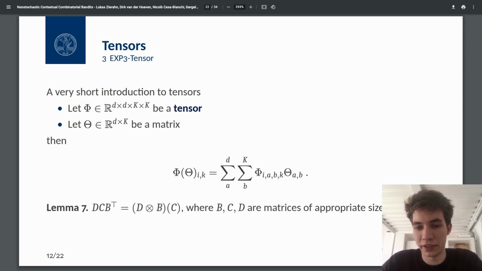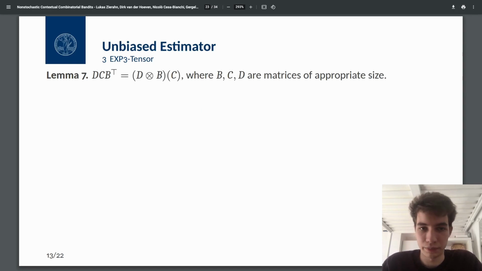We're also going to introduce a lemma. Let D, C, and B be matrices of appropriate sizes. Then D times C times B transposed is going to be the outer product between D and B acting on C. So this is going to give us a tensor. And if we then use this definition of a tensor acting on a matrix, we're going to recover exactly D C B transposed. All right, we are now going to store this up here because we're going to need it in a second.